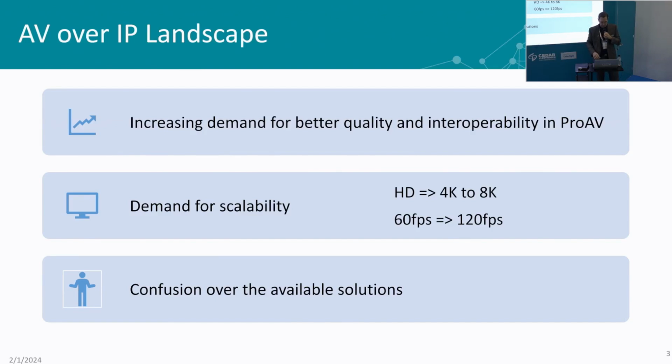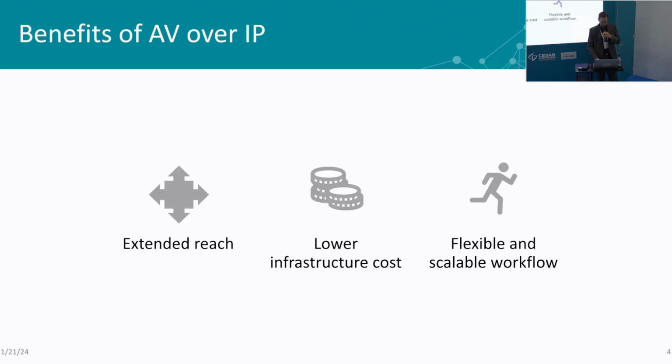We're also seeing demand for scalability, ability to expand resolutions, expand frame rates. That's sometimes difficult to do with copper interfaces. You need to go to newer versions, newer speeds. With IP, you get the ability to increase these and just use the same cabling but increase the bandwidth. And you've seen there's some confusion over the available solutions. So that's why we got into this space, to try to solve these problems.